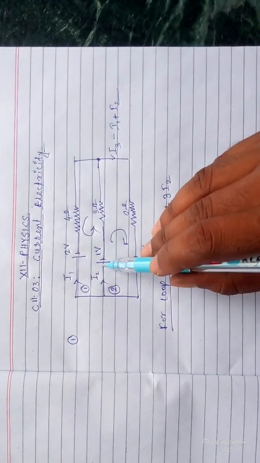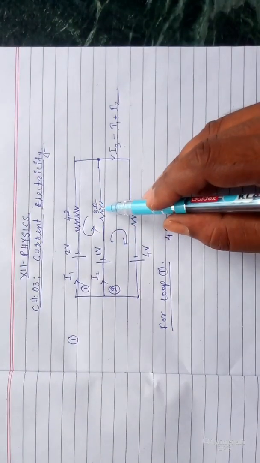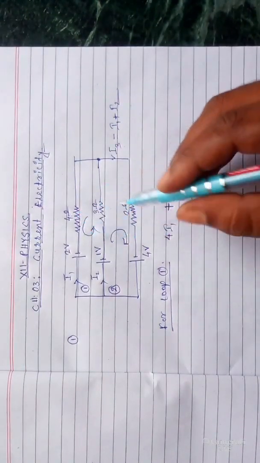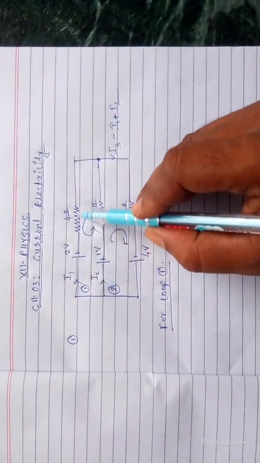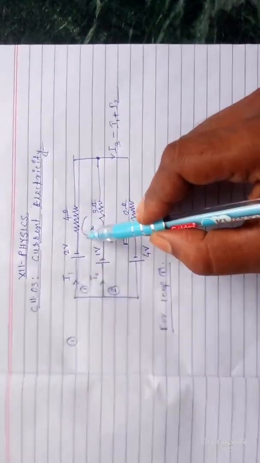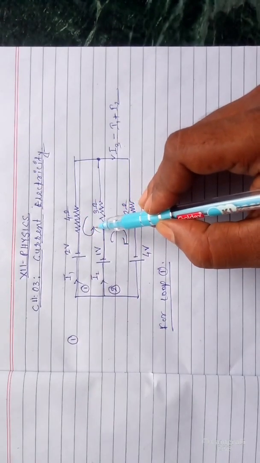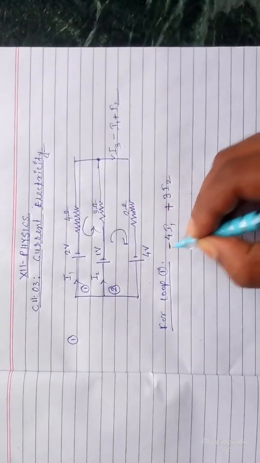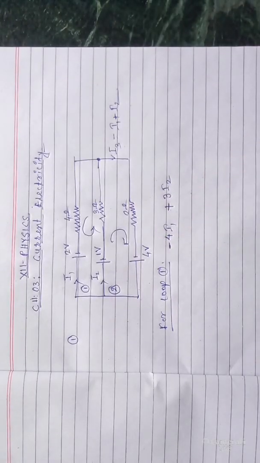Both currents are flowing in the same direction for the 3 ohm resistance, but for the 4 ohm resistance, notice the current I1 flowing through this branch is from left to right, and we are considering the current in the anti-clockwise direction, that is from right to left, so you have to take it as negative. That is minus 4I1 plus 3I2.